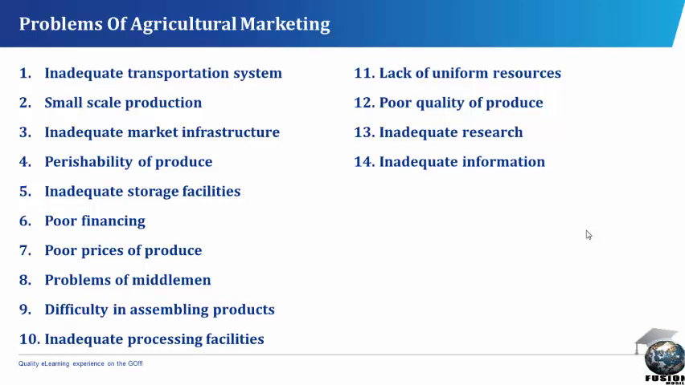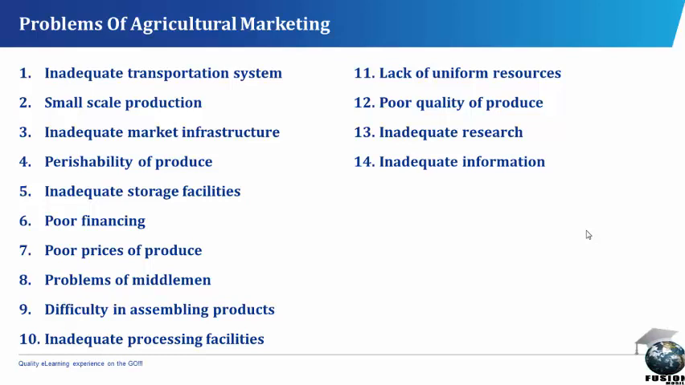Inadequate transportation system: lack of vehicles and bad roads prevents easy transportation of food from rural to urban areas. Production is small scale because peasant farmers produce very little output or volume.